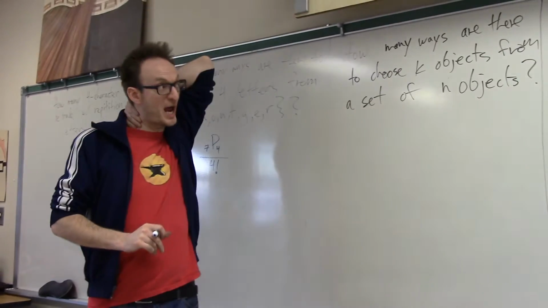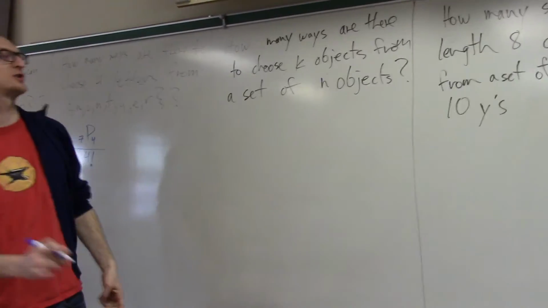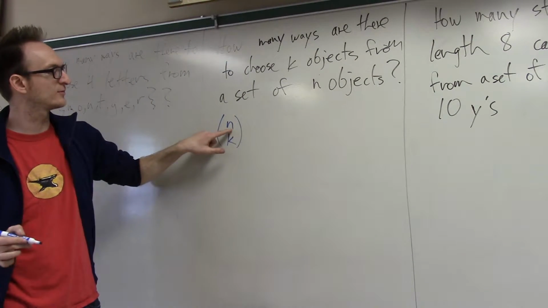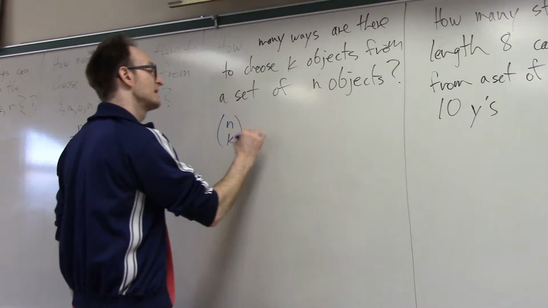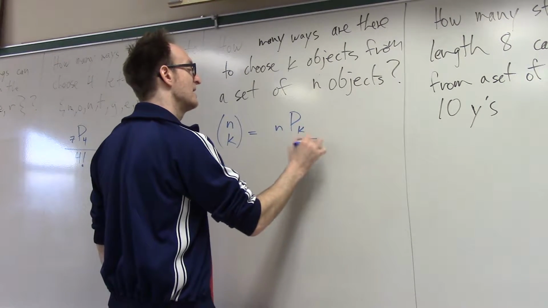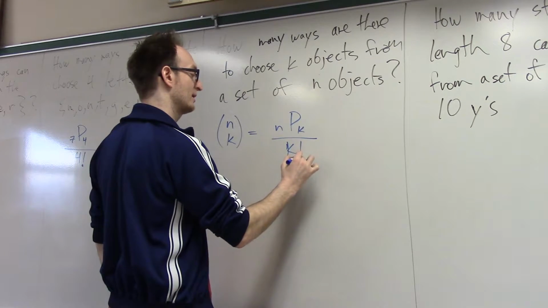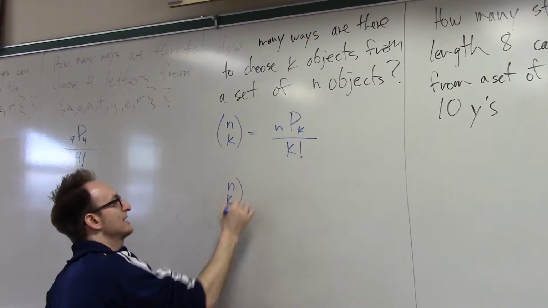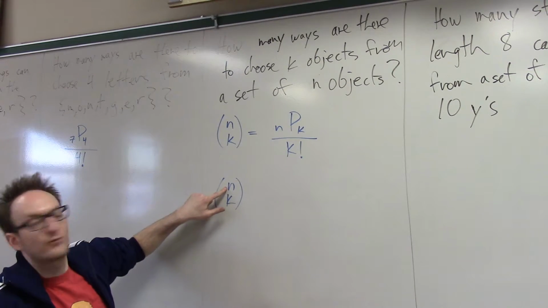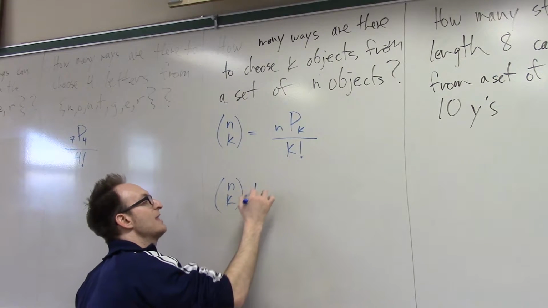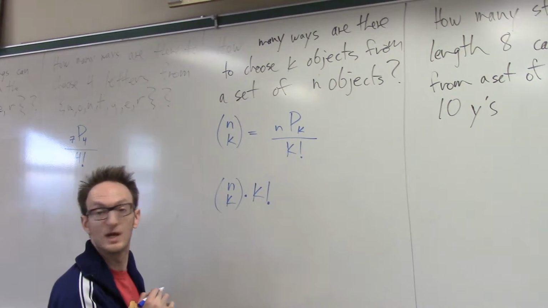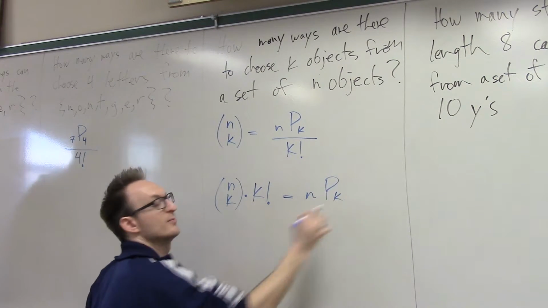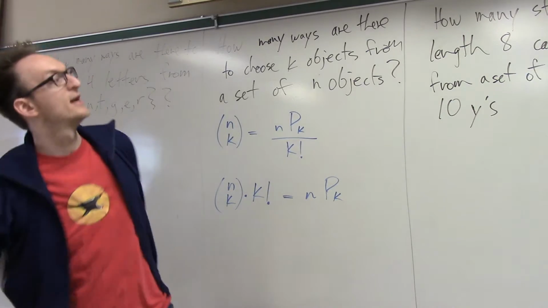How many ways are there in general now if I have a set of n objects to choose k of them? Well, I claim that this symbol, n choose k, the number of ways of choosing k objects from a set of n objects, is just nPk divided by k factorial. And again, my sort of talking it out proof is, if I choose k of them from n objects, and then I multiply by k factorial, then that becomes simply the number of ways of permuting the first k of them. Agree? Okay, good. Here comes the new stuff now.